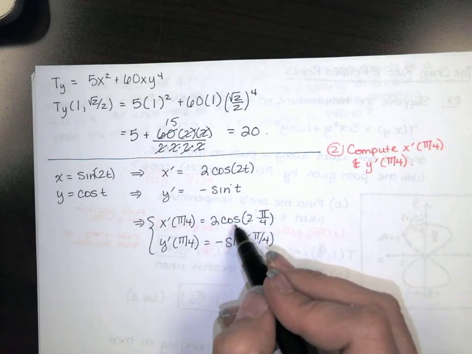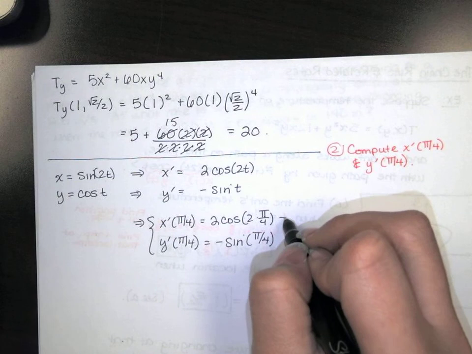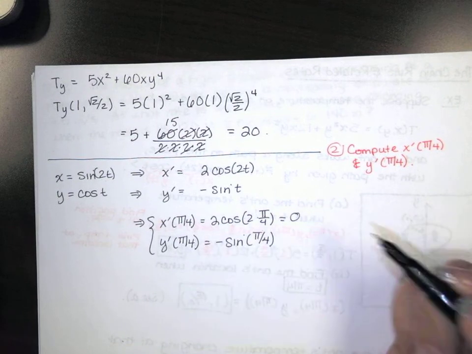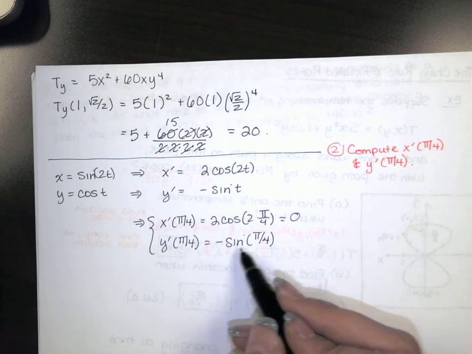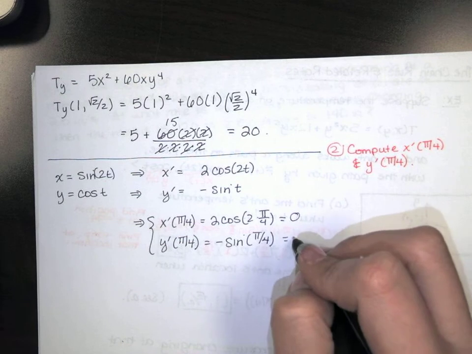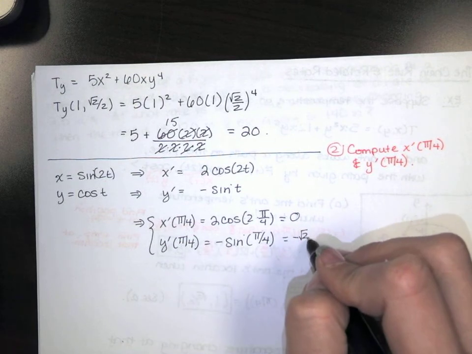Well, this simplifies to cosine of pi over 2. Cosine of pi over 2 is 0. 2 times 0 is 0. And sine of pi over 4 is square root of 2 over 2. So we're going to get a negative 1 times square root of 2 over 2.